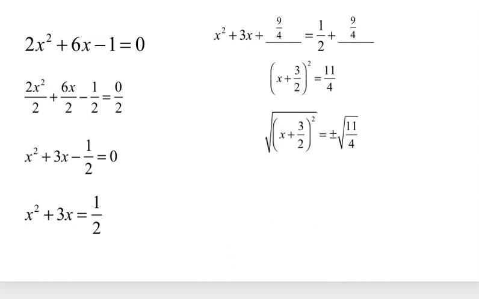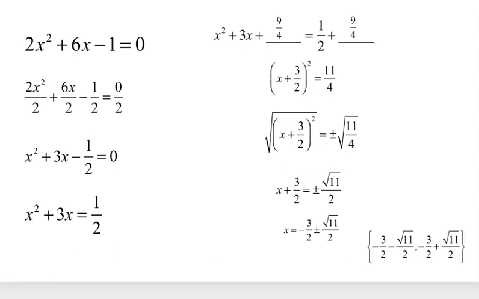Square root, don't forget the plus or minus. So we get x plus 3/2 is plus or minus root 11 over 2. Add negative 3/2 to both sides. Negative 3/2 plus or minus root 11 over 2. Write your answer in set form. So that's the process. Let's try it again with another example.